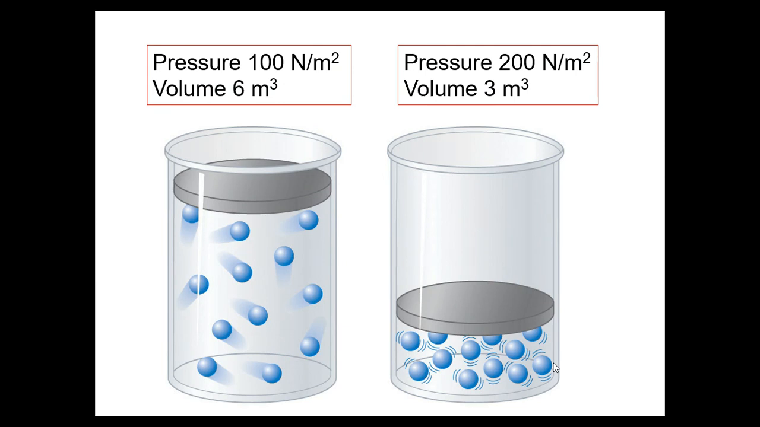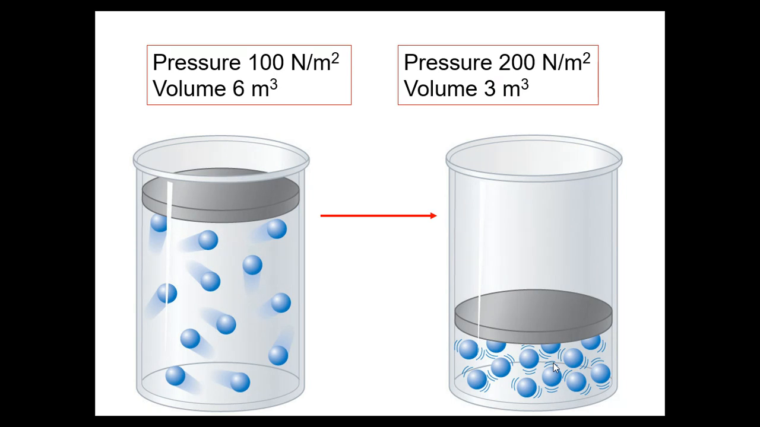So here is a gas in a piston that's being compressed. It starts off at a pressure of 100 newtons per meter squared, volume 6 meters cubed. And then the pressure goes up to 200 newtons per meter squared and the volume goes down to 3 meters cubed. Let's have a think about what these numbers tell us. As we go from one to the other, we've halved the volume, from 6 meters cubed to 3 meters cubed. And the pressure has doubled. It's gone from 100 to 200.